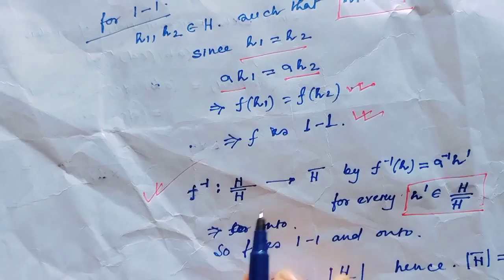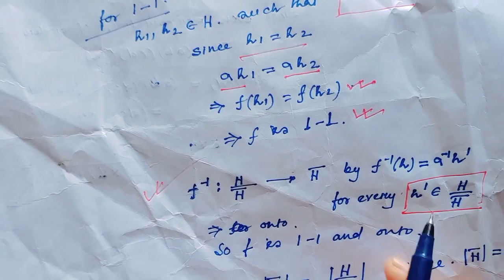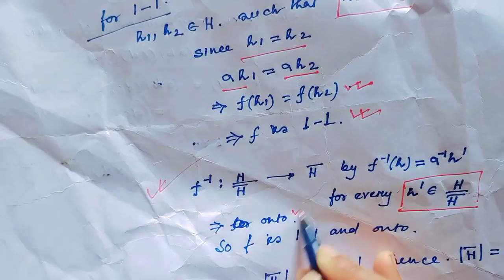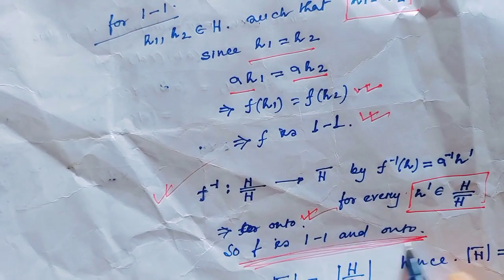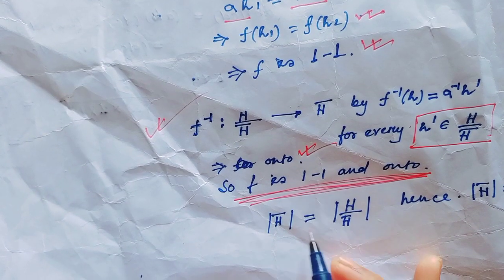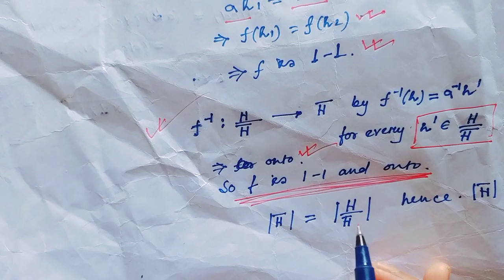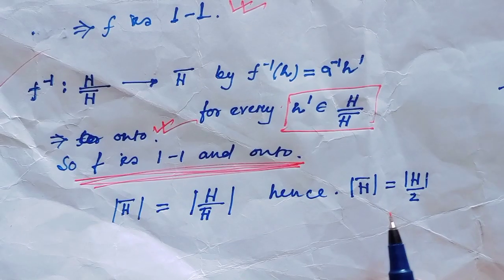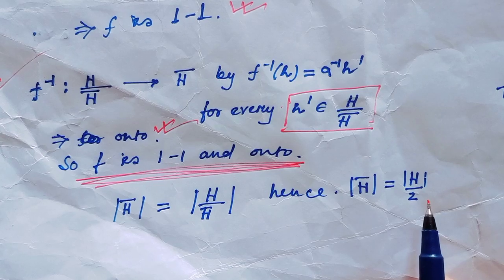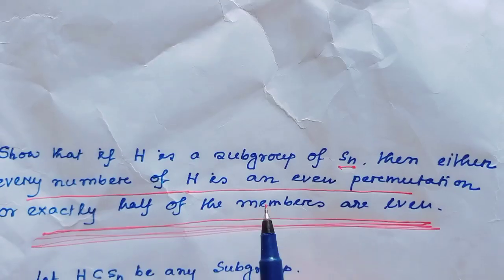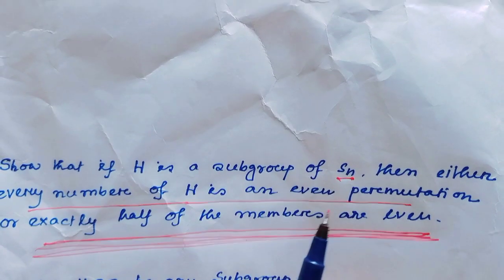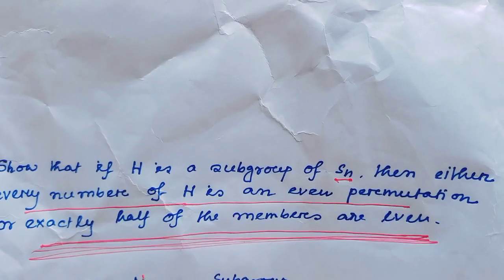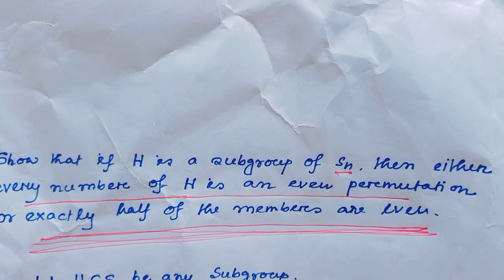And for onto, there exists an inverse for every element of H bar, so obviously this mapping is onto. So f is 1-1 and onto. Since f is 1-1 and onto, this mapping is a bijective mapping. So the order of H bar is equal to the order of H modulo H bar. Hence the order of H bar equals the order of H over 2. Therefore, if H is a subgroup of S_n, then either every member of H is an even permutation or exactly half of the members are even.